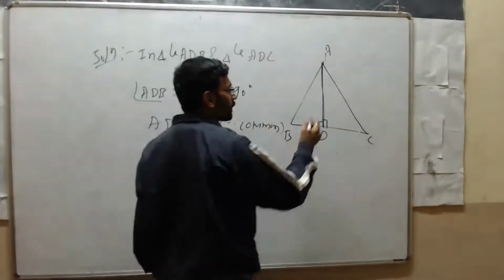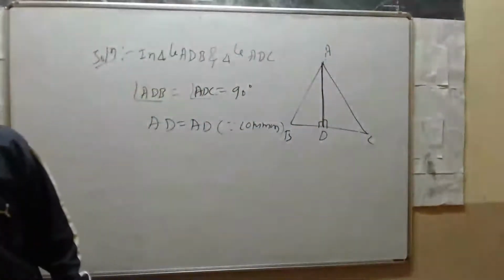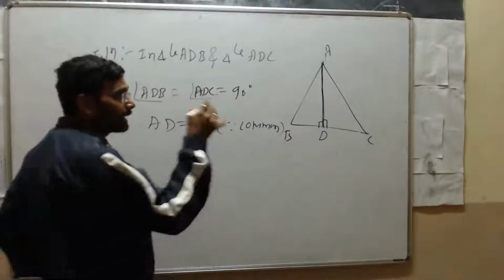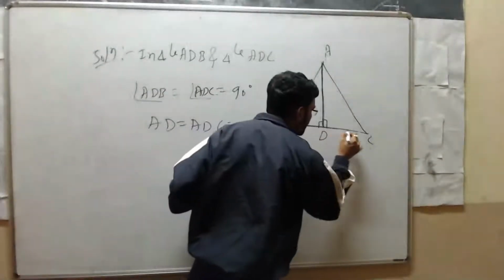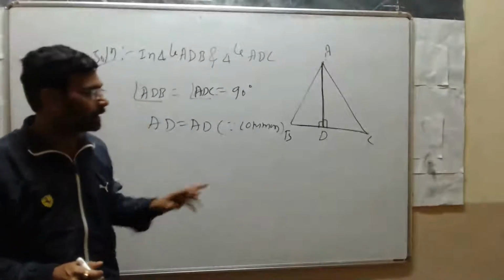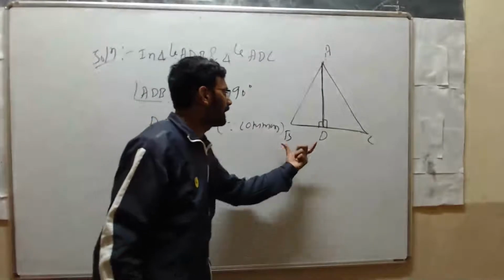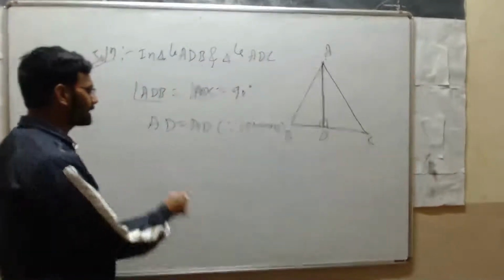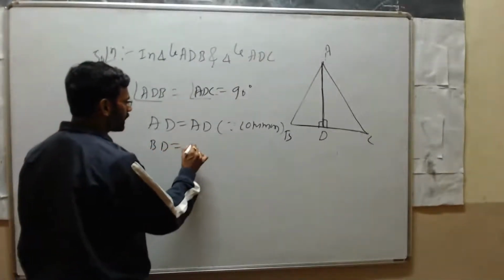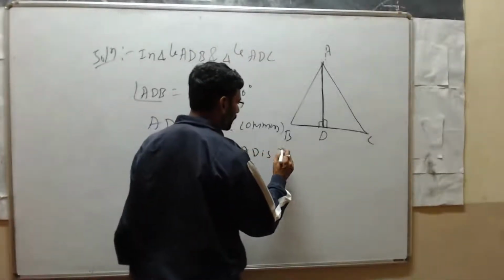Now what are they saying? AD is the perpendicular bisector of BC. What does that mean? AD will divide BC into how many parts? Two equal parts. It means the length of BD equal to what? DC. Therefore BD equal to DC, because AD is the perpendicular bisector.